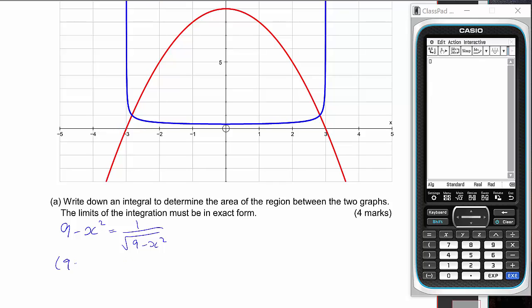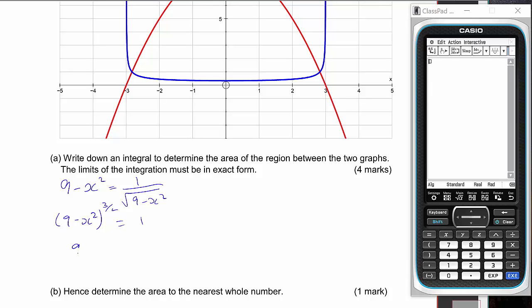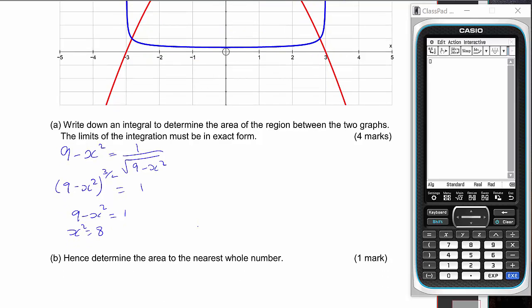So that would give me 9 minus x squared to the 3 over 2, if I just bring that up over here, is 1. The only way that can happen is for 9 minus x squared to be 1. So that means that x squared is 8, and therefore x would be plus or minus 2 root 2. So that gives me that. Let's just see if the calculator will actually solve that one.